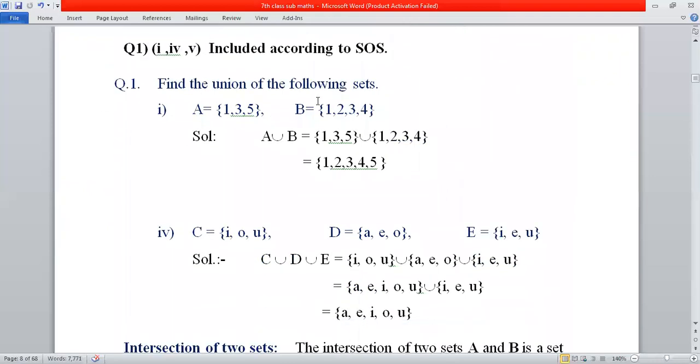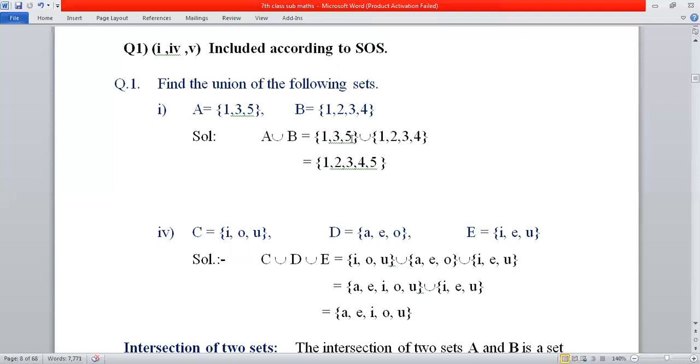Question number 1: find the union of the following sets. Set A is 1, 3, and 5, and set B is 1, 2, 3, and 4. So if we are going to find the union of A and B, how can we write it? We write A, then after that the symbol of union U, and then B equals. So set A we copy as it is: 1, 3, 5, and then this symbol. We just follow this A union B.